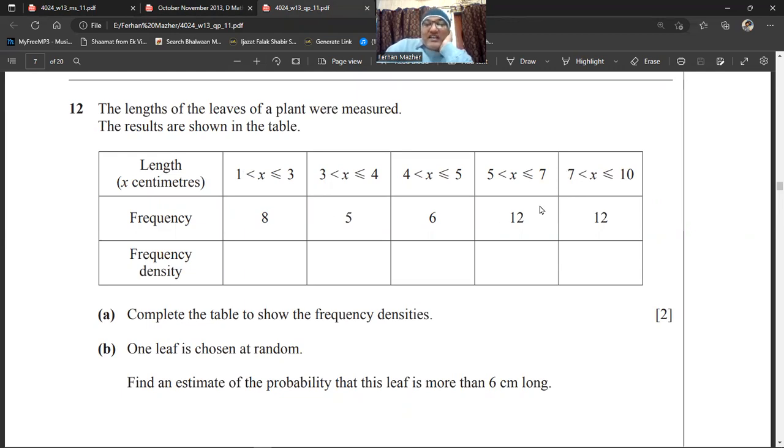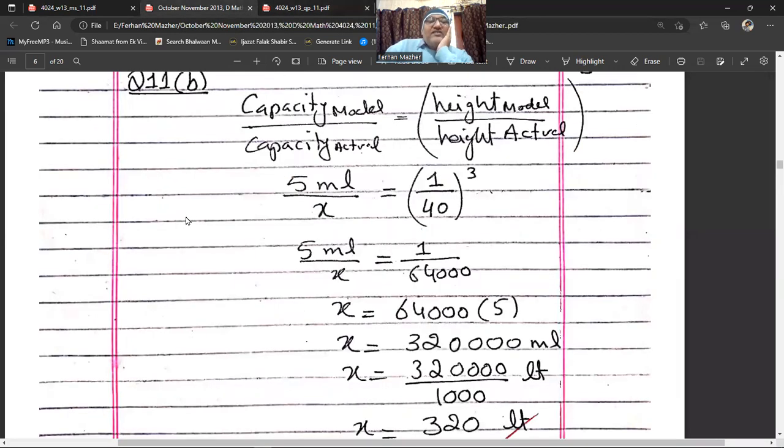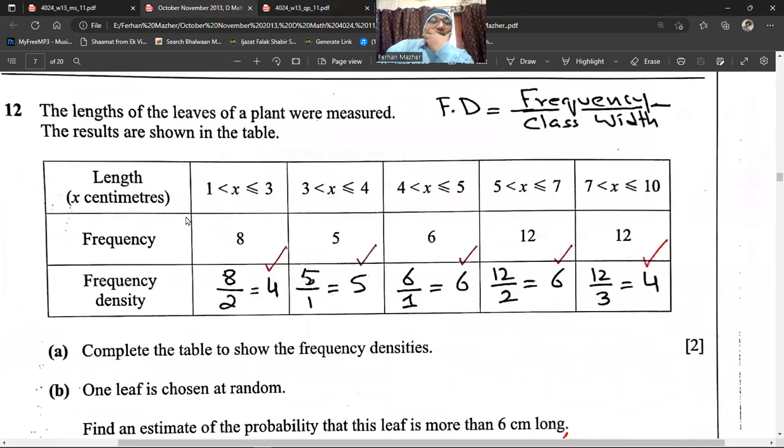Then the frequencies are given for each class. Divide the frequency of this class by the class width. That will give you the frequency density. So very simple, straightforward question. Okay.